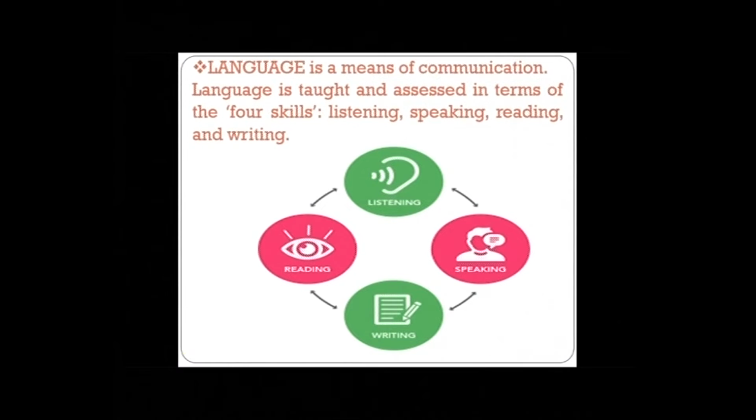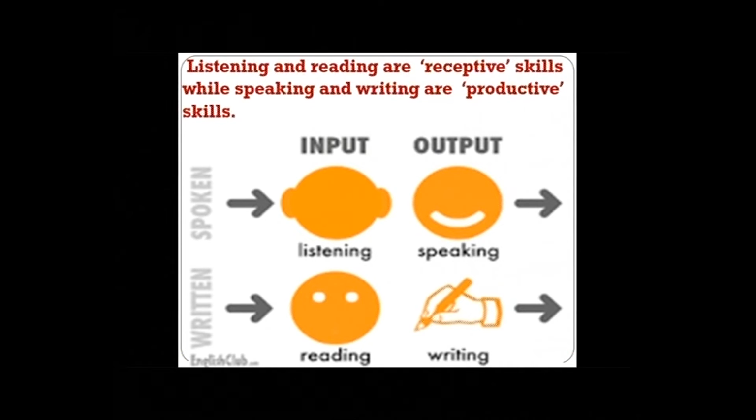So students, what is language? Language is a means of communication, and it is taught and assessed in terms of the 4 skills. These skills are listening, speaking, reading and writing. Out of these 4 skills, 2 are receptive skills and 2 are productive skills. In receptive skills, you get the input from the outside. You receive, and from receive the word receptive is formed. You receive the inputs, but in speaking and writing, you have to produce something. It is your own creativity, your own efforts.